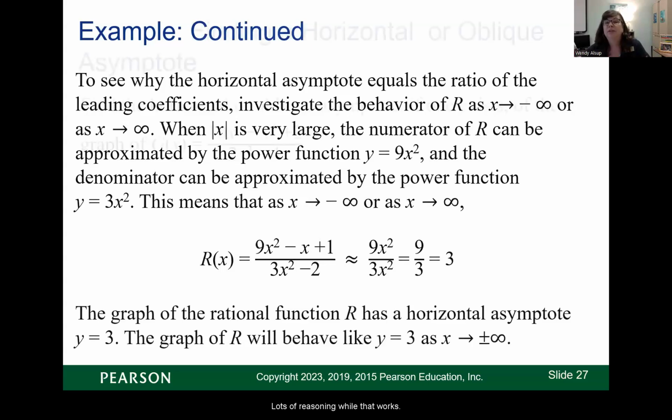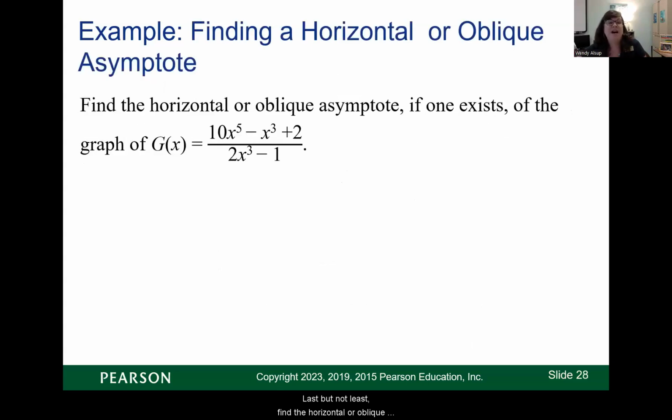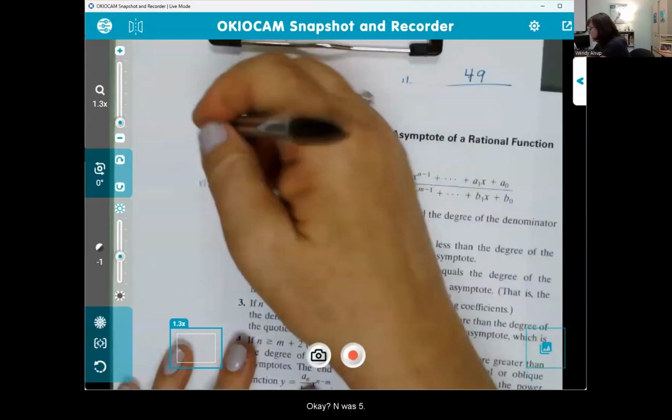Last but not least, find the horizontal or oblique asymptote if one exists here. Our n value is 5. Our m is 3. Okay. Our n is 5 and our m is 3.